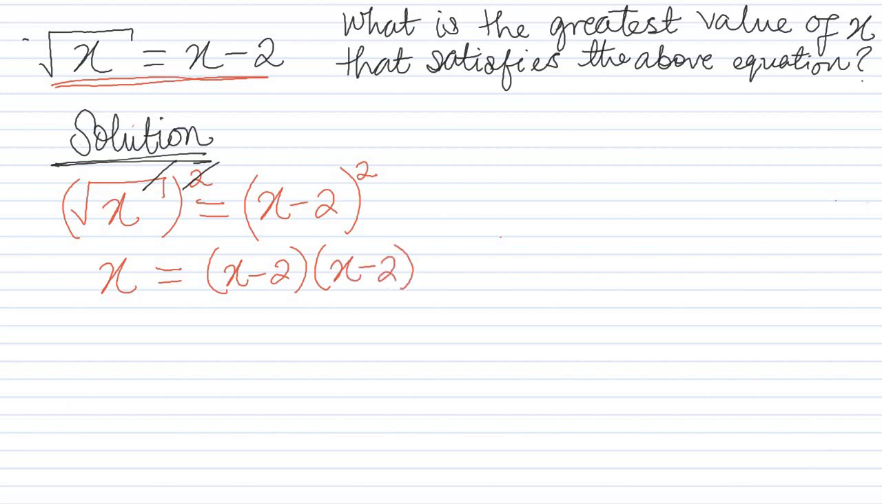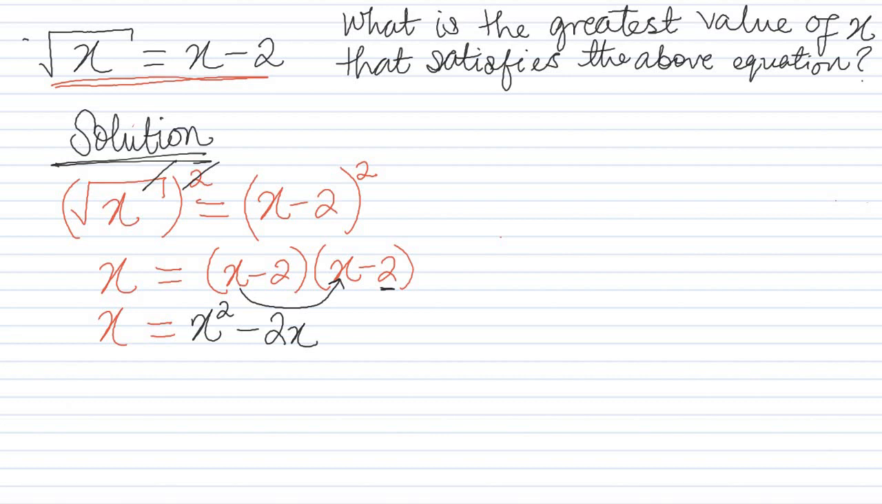We go on to do the expansion method, or some people call it the FOIL method. So that will be x equals x minus 2 multiplied by x minus 2. With the FOIL method, you first multiply the first terms in both of the parentheses. So here you have x squared, and then the outer term. In this parenthesis you have x on the outer term, and in this one you have -2, so that will be -2x.